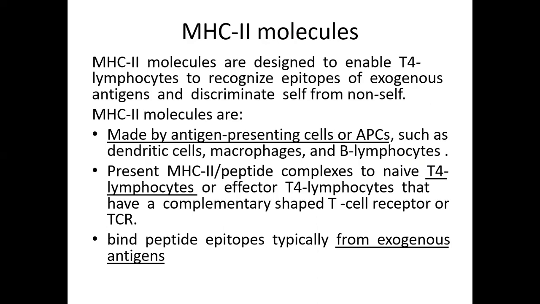MHC second molecules are made by antigen presenting cells or APCs such as dendritic cells, macrophages, and B lymphocytes. They present the MHC second peptide complex to naive T4 lymphocytes or effector T4 lymphocytes that have a complementary shape T cell receptor or TCR, binding peptide epitopes typically from exogenous antigen.